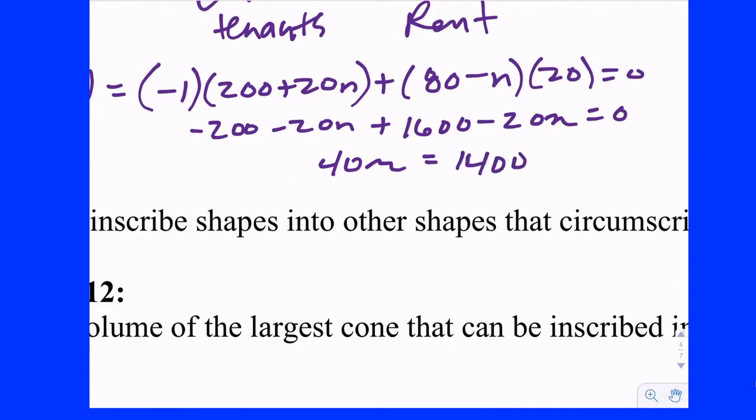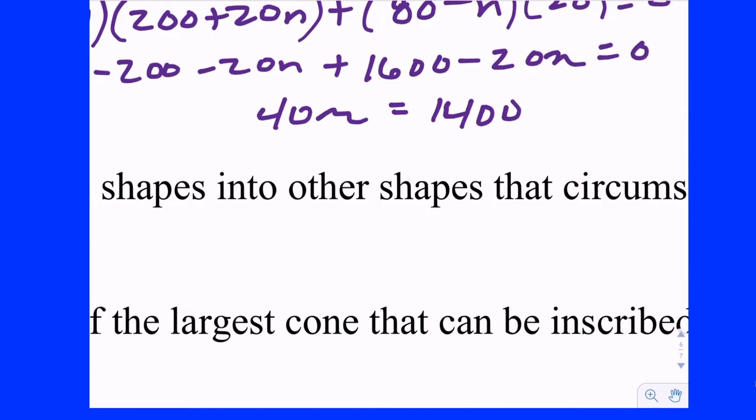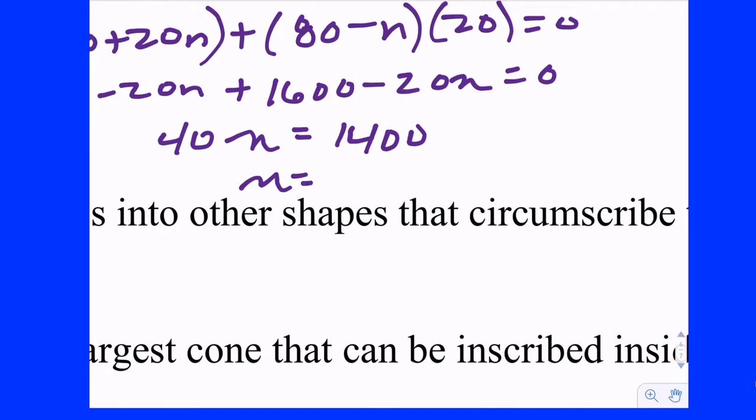So if you separate them, you get 40n equals 1400. Just doing a couple of steps in one. If you divide through by 40, you get 1400 over 40, which the trailing zeros divide out, and you get 140 over 4. And then 4 goes into 14 3 times with 2 left over. 4 goes into 20 5 times. So 35.